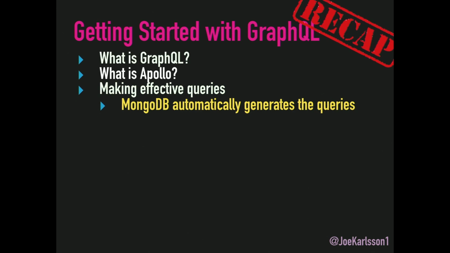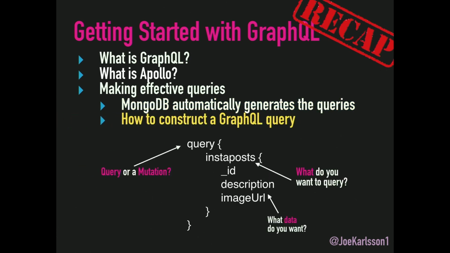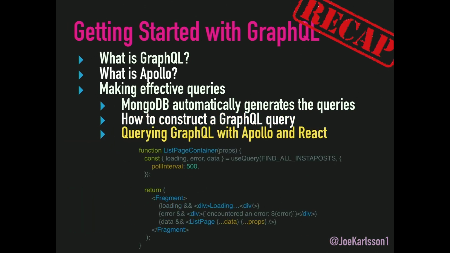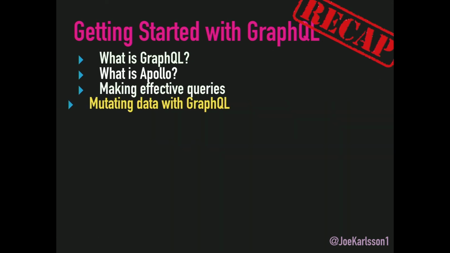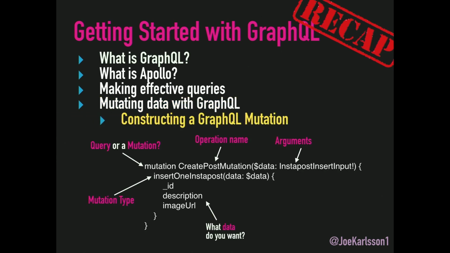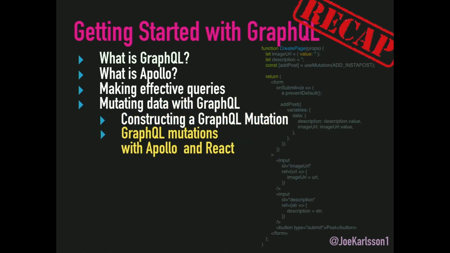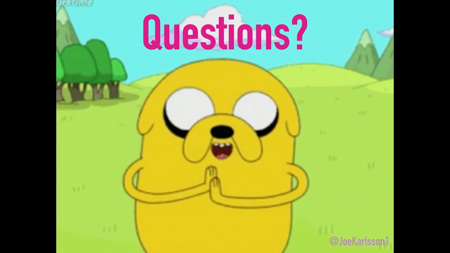We talked about making queries and mutations today as well. So MongoDB automatically generates all the queries you need out of the box once you generate that schema. All the CRUD operations, boom. That's a quick little thing for how to generate a query. And all you're doing is we use that useQuery Apollo hook, pass through a query, and then we just take that data and render that in our children components. We talked about mutating data with GraphQL, constructing a GraphQL mutation, and then we implemented it with a React form and submitting that mutation to the backend GraphQL endpoint.